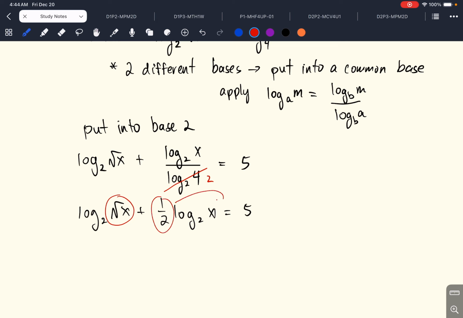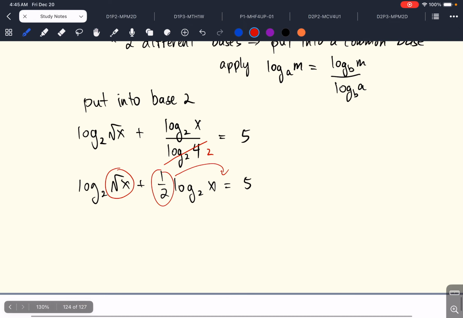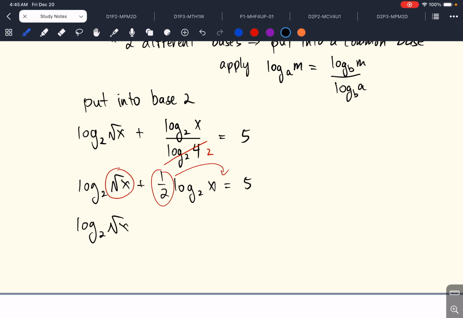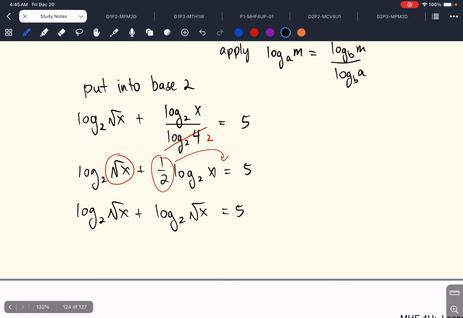I can bring this to the exponent using the reverse power law of logarithms, and I can now write this as log base 2 of root x plus log base 2 of root x as well, right? X to the power of 1/2 is just the square root in radical form. And with that, I can combine the two logs with the product rule and express this as log base 2 of root x times root x.